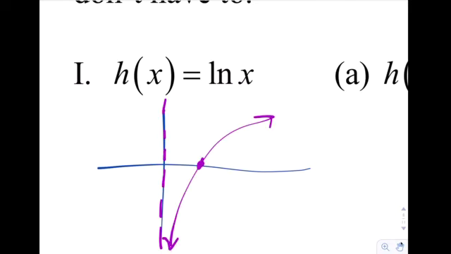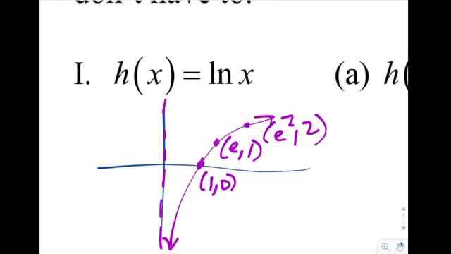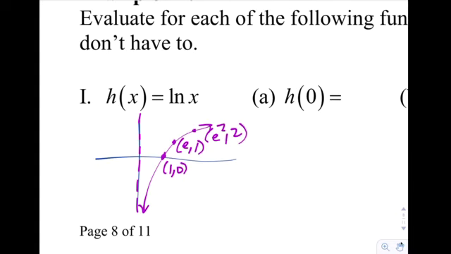This one passes still through the point (1, 0), but now it passes through the point (e, 1), and (e squared, 2), (e cubed, 3), so on and so forth. Its domain is everything greater than 0, but notice that it has negative values between 0 and 1, and then positive values to the right of that. Okay, sweet. So what is h of 0? Well, it's the natural log of 0, which does not exist. So you can't just leave it as the natural log of 0.